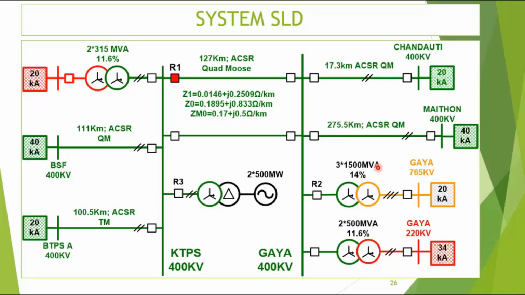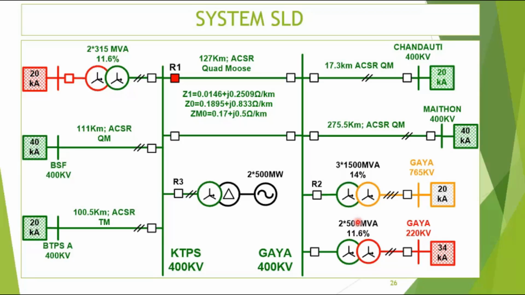But actually it should have been 4. To understand the concept, the 3 or 4 doesn't matter. With a 14% impedance, this is the connection of 400 kV Goya to 765 kV Goya. This is the connection of 400 kV Goya to 220 kV Goya.